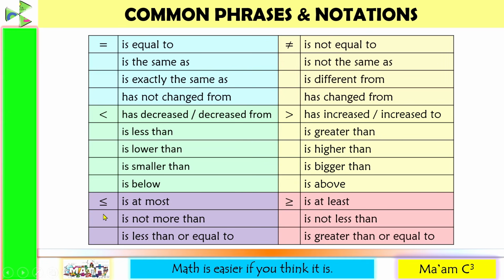We use less than or equal to if we encounter phrases such as is at most, is not more than, is less than or equal to. And we use greater than or equal to if we encounter phrases such as is at least, is not less than, or is greater than or equal to. We use less than or equal to and greater than or equal to for null hypothesis.